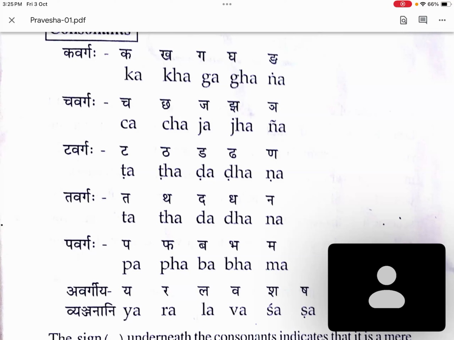Then the third one. Ta, tha, da, dha, na. Your tongue will touch your upper mouth palate. See how your tongue touches the top of the mouth. Ta, tha, da, dha, na. When you say that na, it touches there and also has a little impact in the nose. So that is a nasal letter.